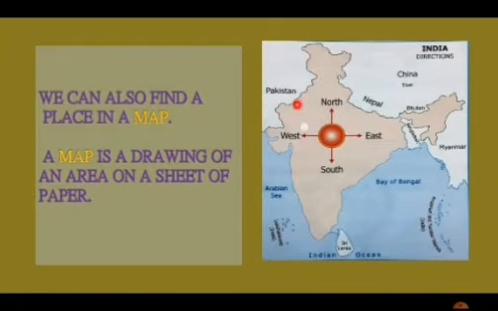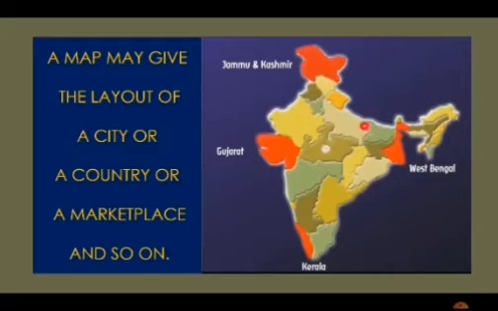Here is the map of India. See, we can also find a place in a map. A map is a drawing of an area on a sheet of paper. This is the map of India on a sheet of paper. A map may give the layout of a city or a country or a marketplace and so on. You can see, here is the map of India.